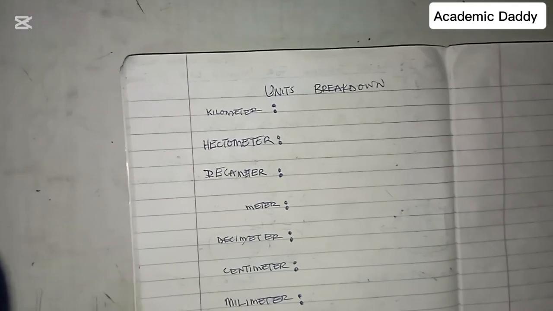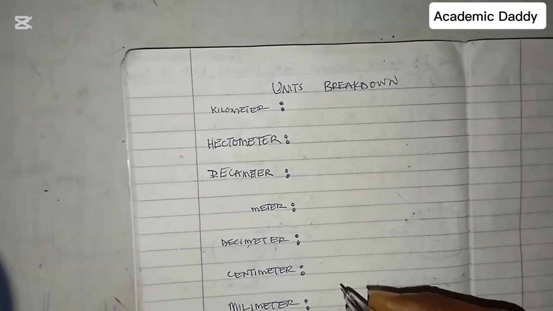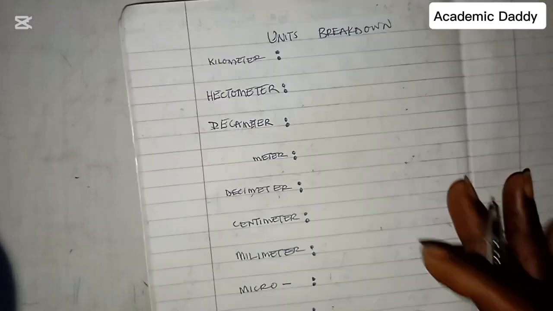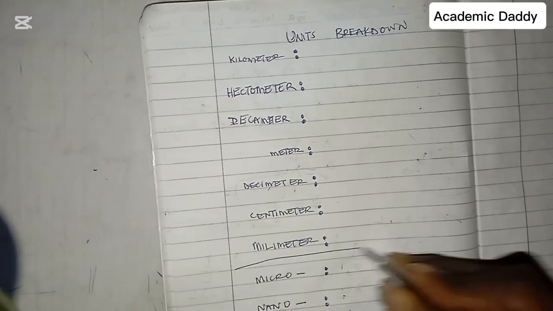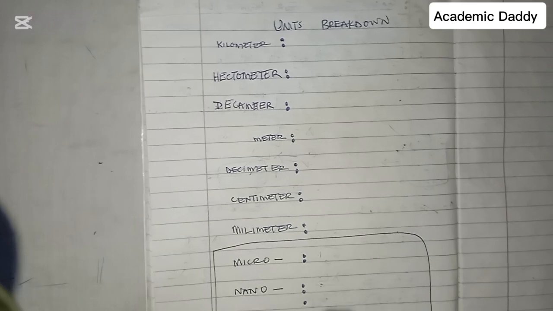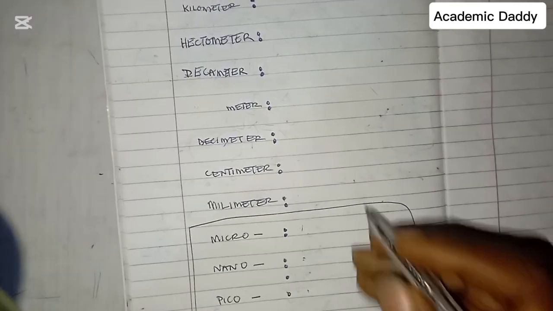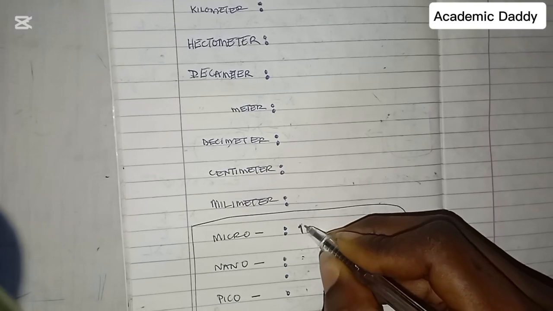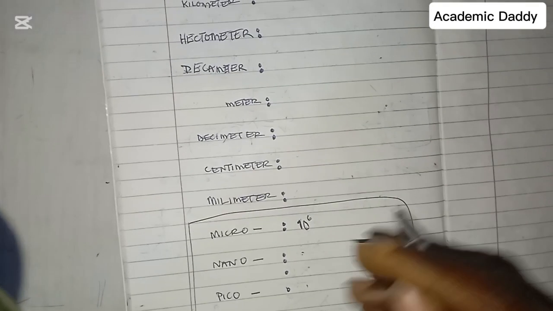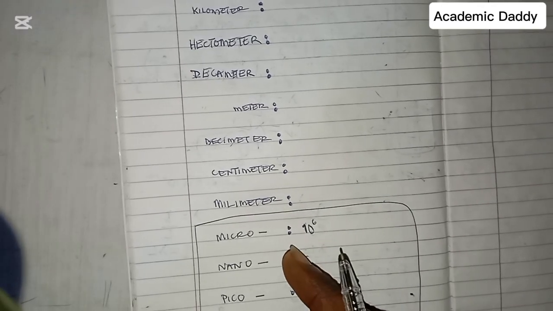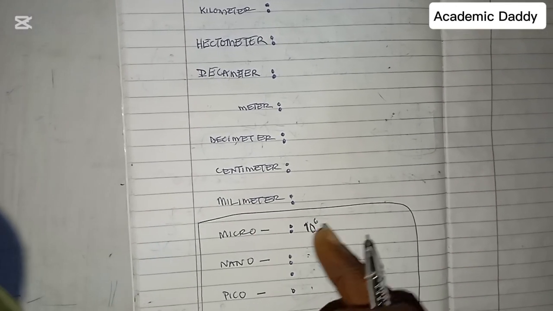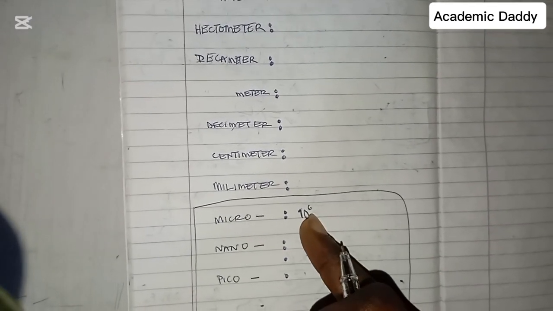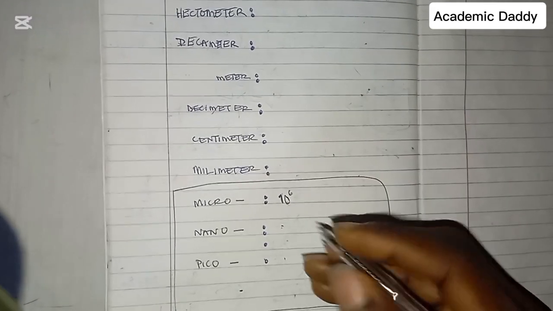So you see, this is kilometer, hectometer, decameter, meter, decimeter, centimeter, millimeter. This one is special. In fact, anytime you hear micro something, just know that it is talking about 1 million, or 10 raised to power 6. So if I say micro coulomb, it simply means that 1 million micro coulomb will be equal to 1 coulomb. If I say micrometer, it means that 1 million micrometer is equal to 1 meter. So you need to know that.